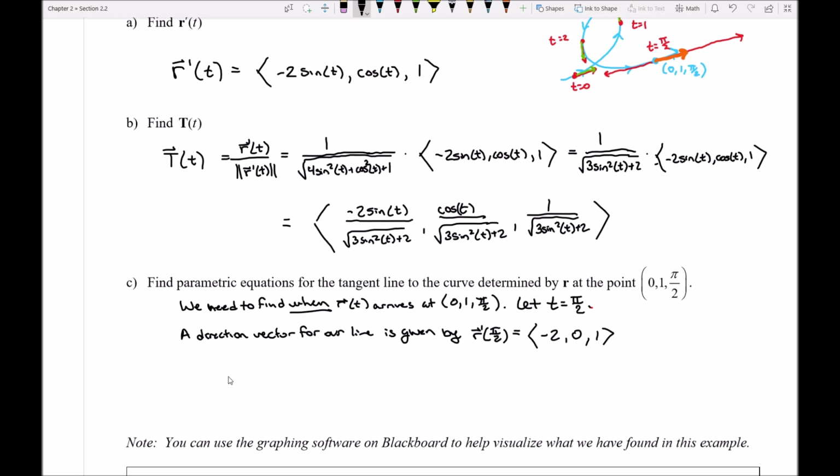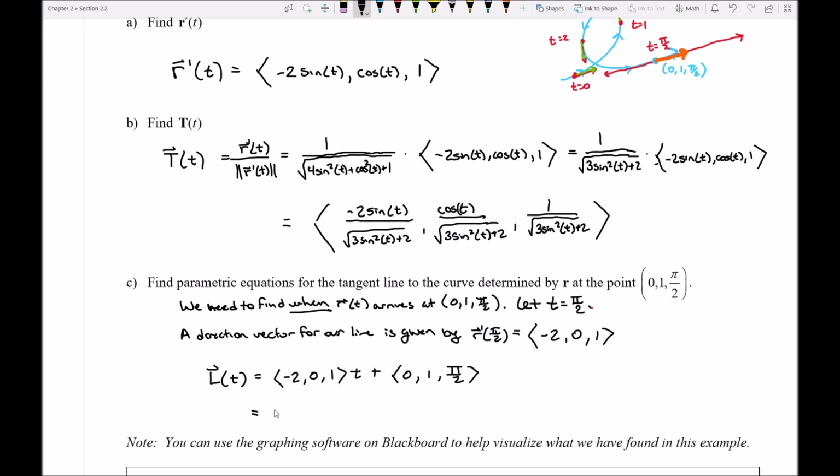I should be able to go ahead and say that my L of t, I can even write this as its own vector function, is going to just be my slope, so to speak, times t, plus my vector that points to my initial point, just like we did back in the section where we talked about lines.